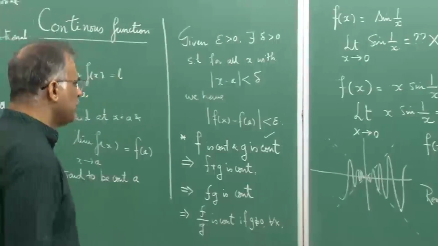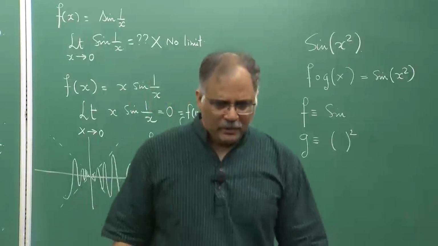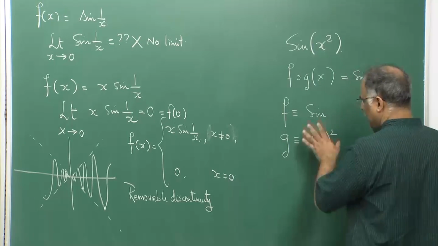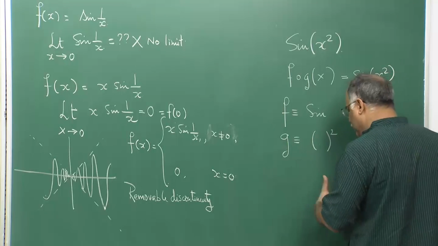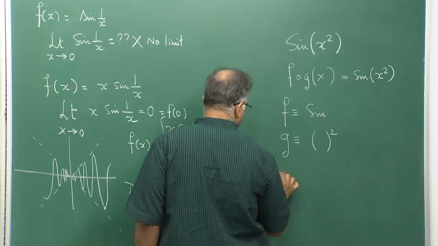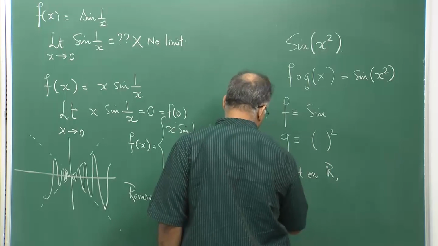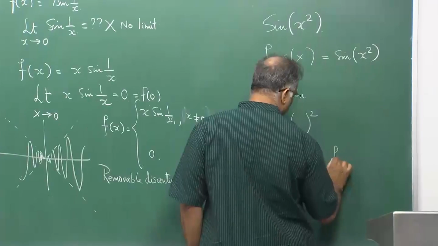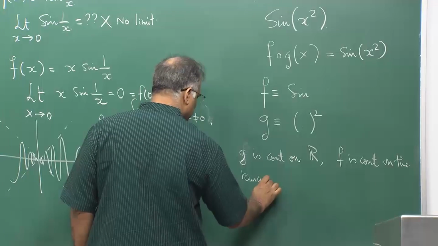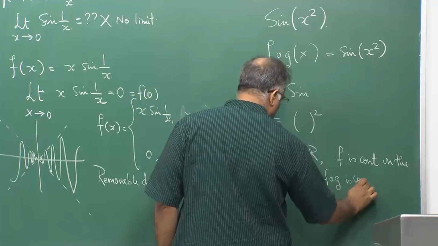Individually sine is a continuous function and individually g is a continuous function. If I look into the sine function and the square function individually, they are continuous, but if I compose them, will they remain continuous? That is, if g is continuous on R and f is continuous on the range of g, then f compose g is continuous on R.